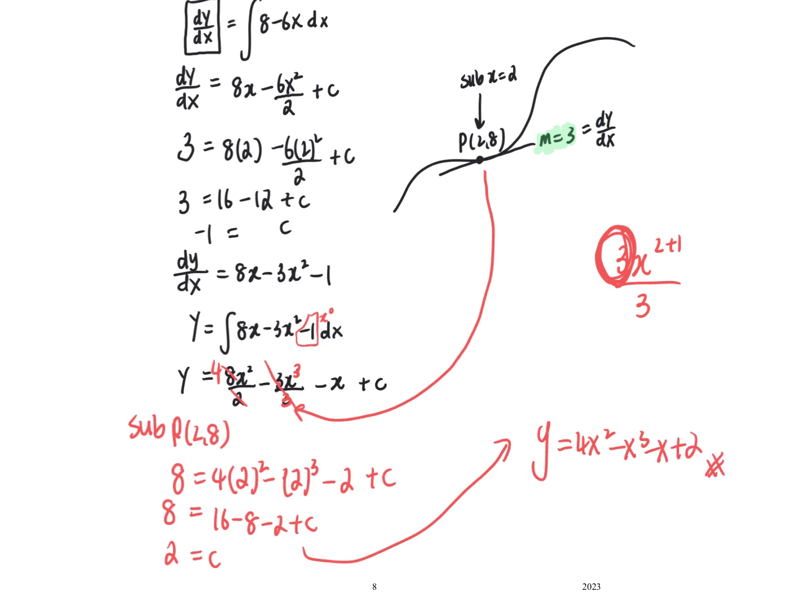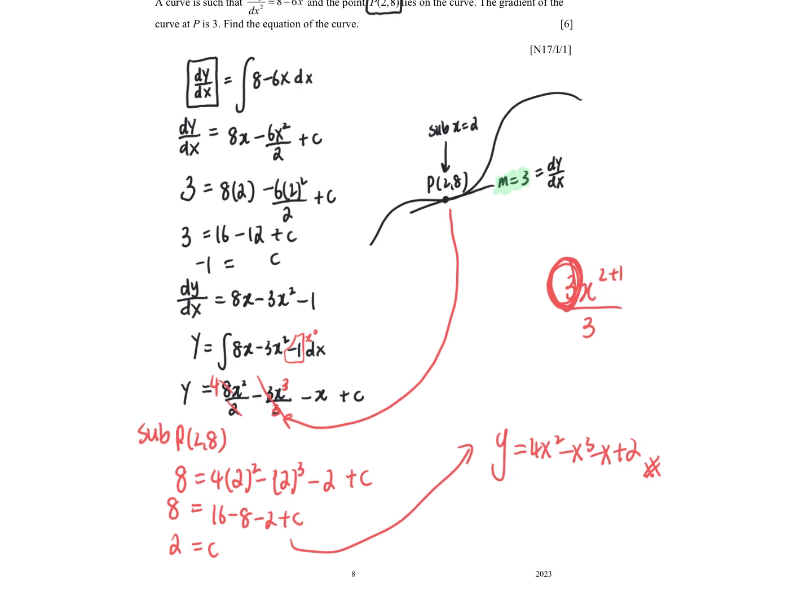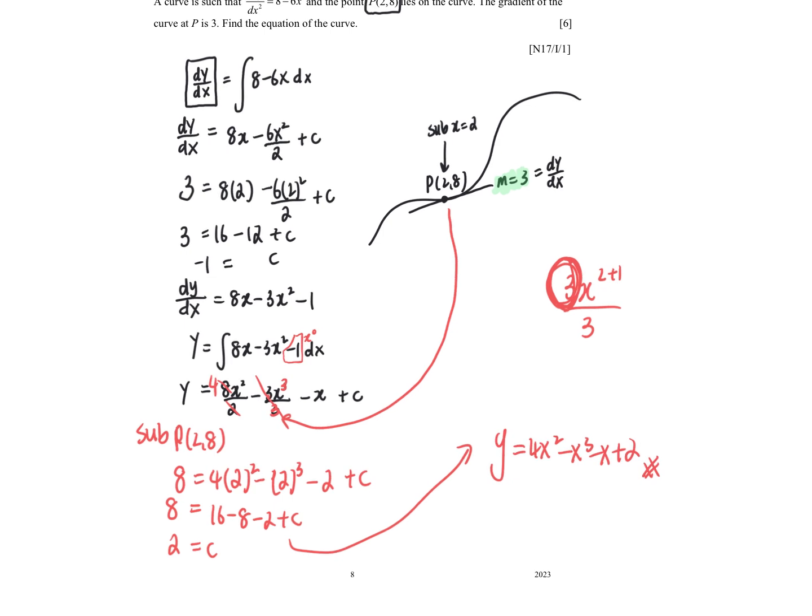So even if they give you a second derivative, don't be scared. Just follow the steps one by one. You integrate first, then you sub in x and y to find the c. Then you integrate again, then you sub in x and y. Correct. So it's worth 6 marks, and O-level likes to ask questions like that.